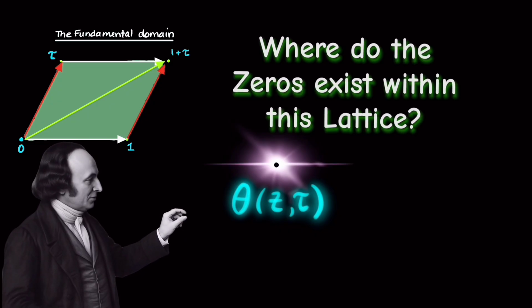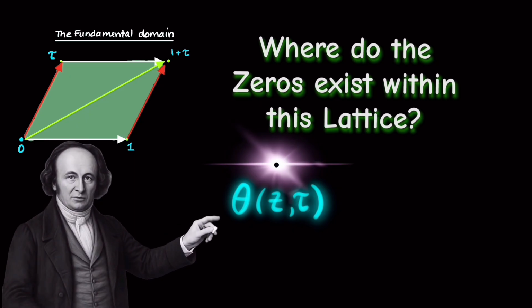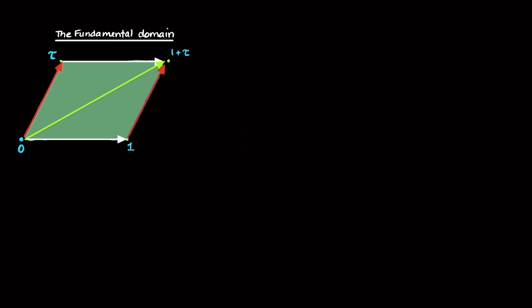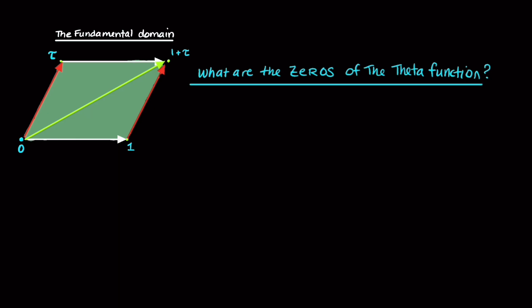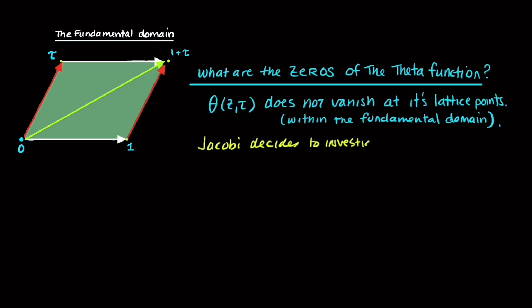So then we're naturally led to the question, where do the zeros of this function exist within the lattice? In order to find the zeros of the theta function, Jacobi decides to investigate the theta function at different half-period points to see what the zero structures there would be. This is analogous to what you might do in the trigonometric world. Now, exploring the half-period shifts of the theta function, what is it that we discover?